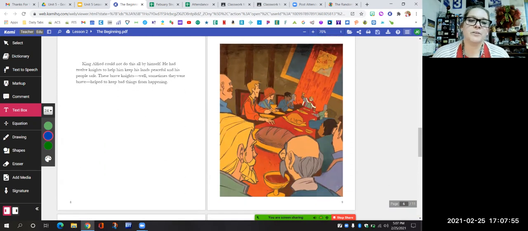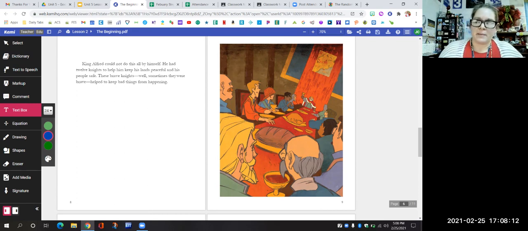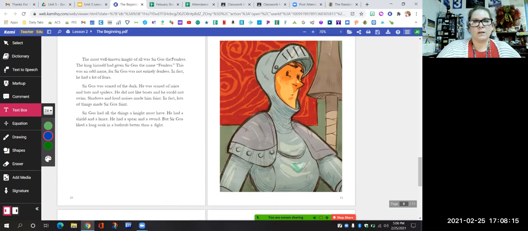King Alfred could not do this all by himself. He had 12 knights to help him keep his lands peaceful and his people safe. These brave knights, well, sometimes they were brave, helped to keep bad things from happening. The most well known knight of all was Sir Gus the Fearless. The king himself had given Sir Gus the name Fearless. This was an odd name, for Sir Gus was not entirely fearless.